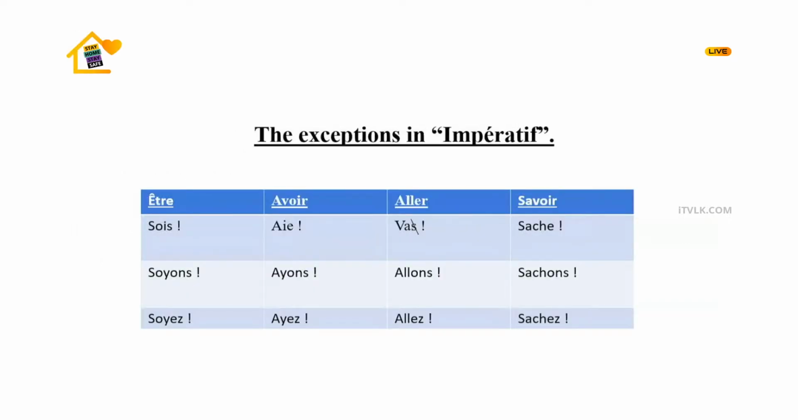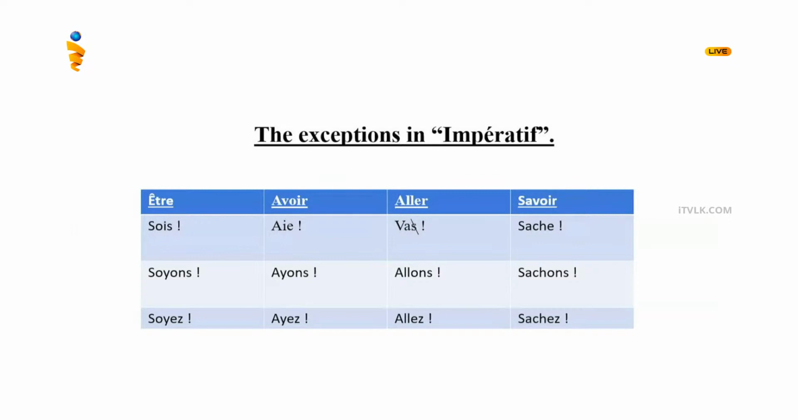Now, there are four exceptions that you need to remember when it comes to imperative. They are, as you can see here, être, avoir, aller, and savoir. Now, if I take the three verbs as être, avoir, and the last one as savoir, why do I say that they are exceptions? Because they do not follow the same conjugations that we use in present tense.